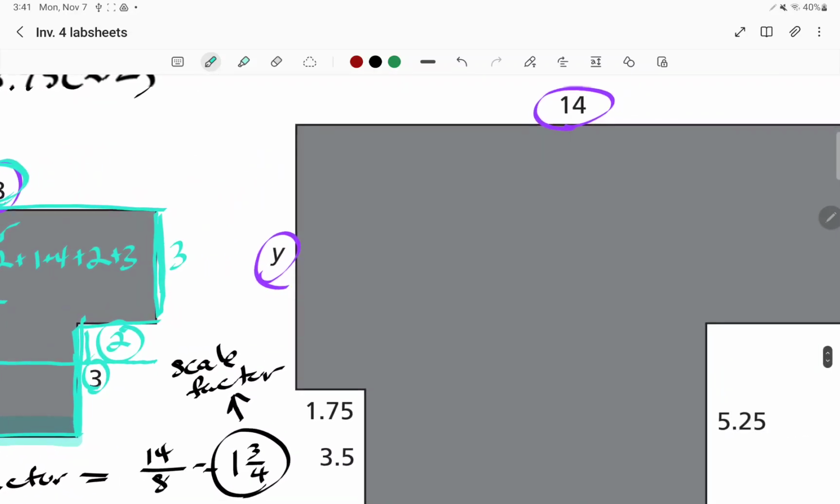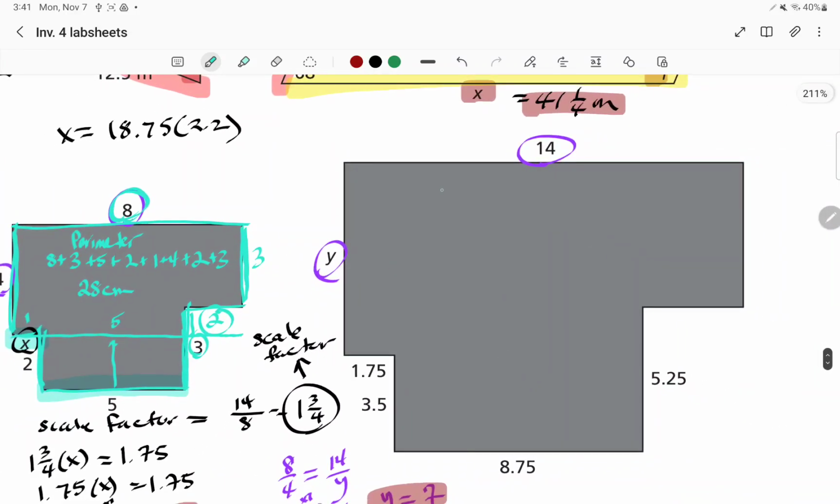Now, over here, we can easily find the perimeter without having to do any of that work, because we know the scale factor is 1.75. So we're going to take 28 times 1.75 to get our scale factor over there, and you should have 49 centimeters is our perimeter of the big one.